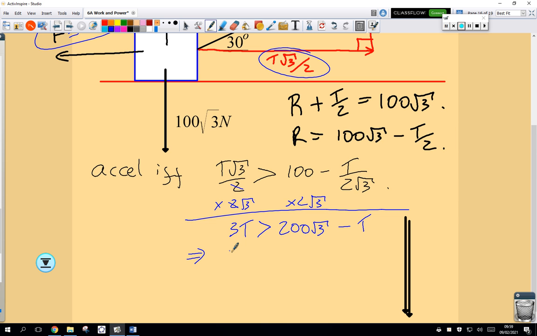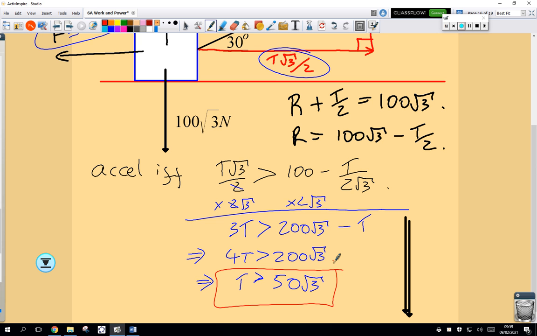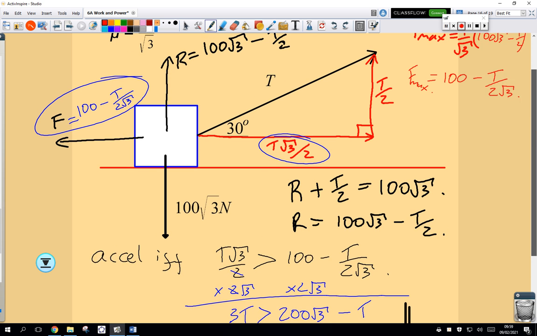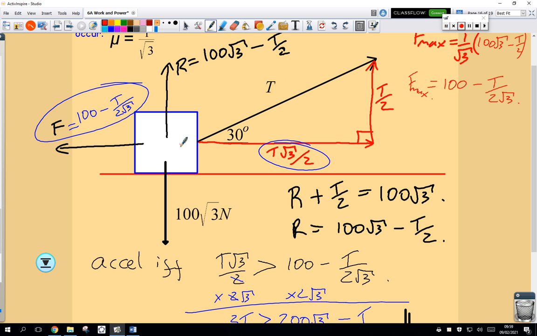Adding T on both sides will give me 4T greater than 200 root 3, which means dividing by 4 on both sides, T must be greater than 50 root 3. So in order for acceleration to occur in this system, T must be greater than 50 root 3. So for this system to accelerate, I have to throw in a tension here that must be greater than 50 root 3. Anything less than 50 root 3, it's not going to accelerate.